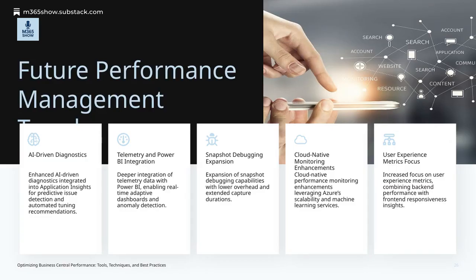Now, let's look at some of the future trends in performance management for Business Central. One key area is the increasing focus on user experience metrics. As we improve backend performance, it's equally important to understand how users are actually experiencing the system, so we're combining backend data with front-end responsiveness insights to get a complete picture.